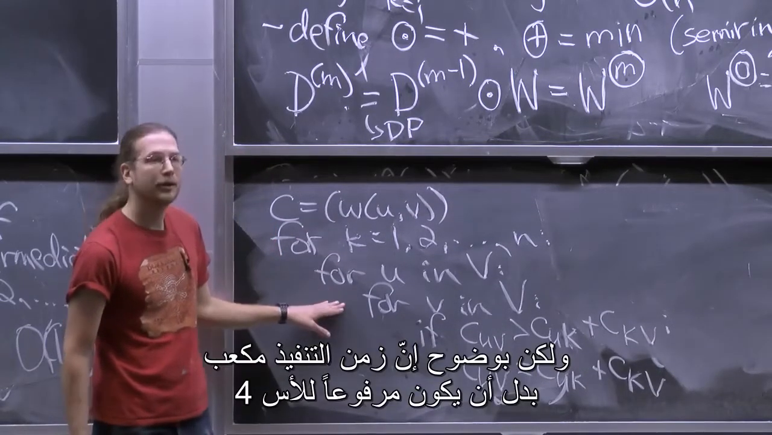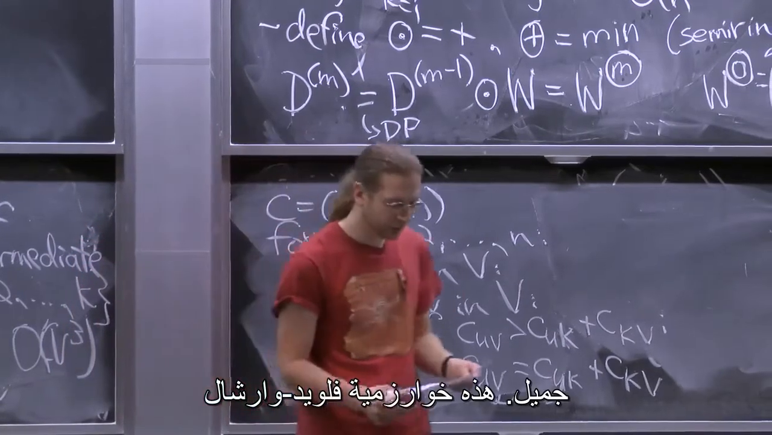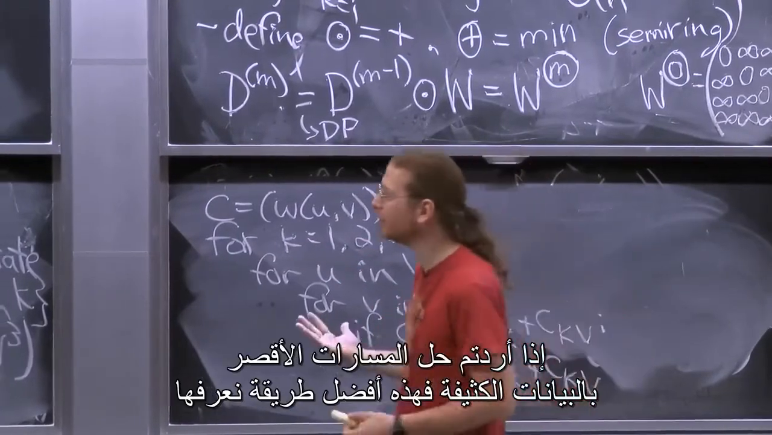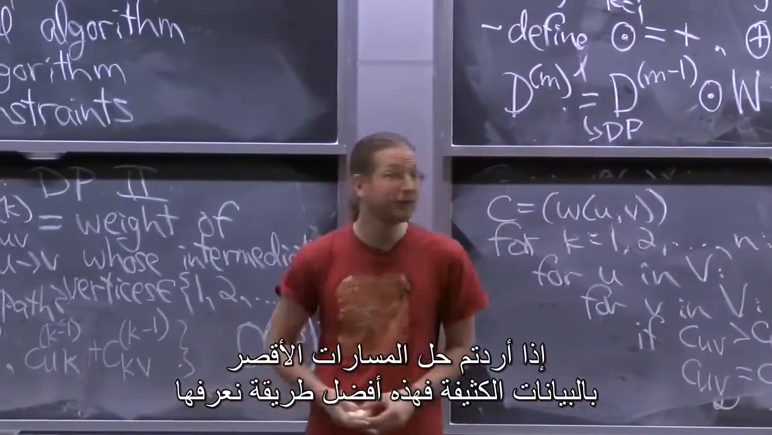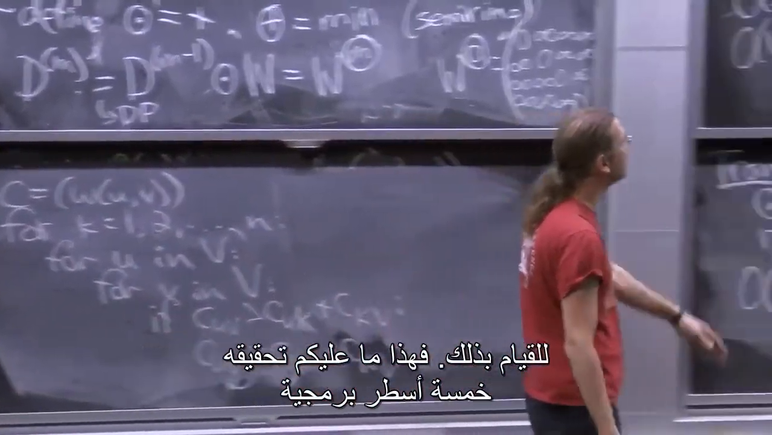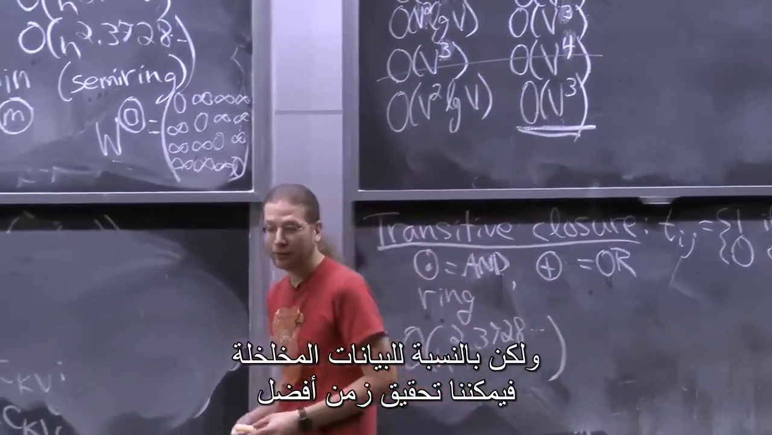But clearly, cubic time instead of quartic. Pretty cool. That's Floyd-Warshall. It's very simple. And so a lot of people, if you need to solve all pair shortest paths in dense graphs, this is the best we know how to do. So this is what you should implement. It's like 5 lines of code, and you achieve this bound. But for sparse graphs, we can do better.